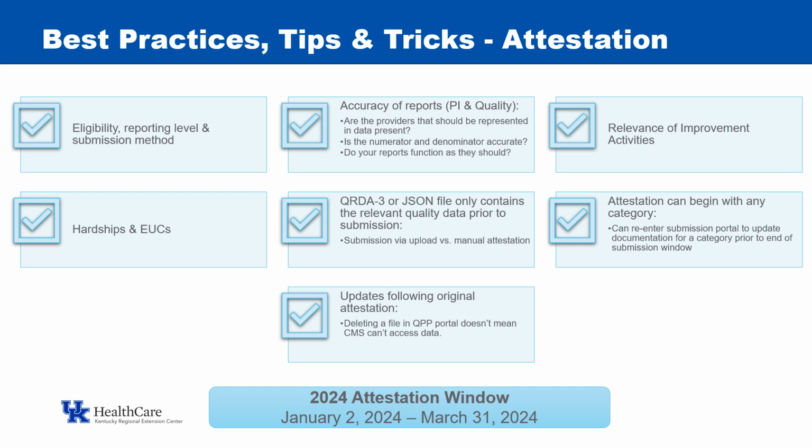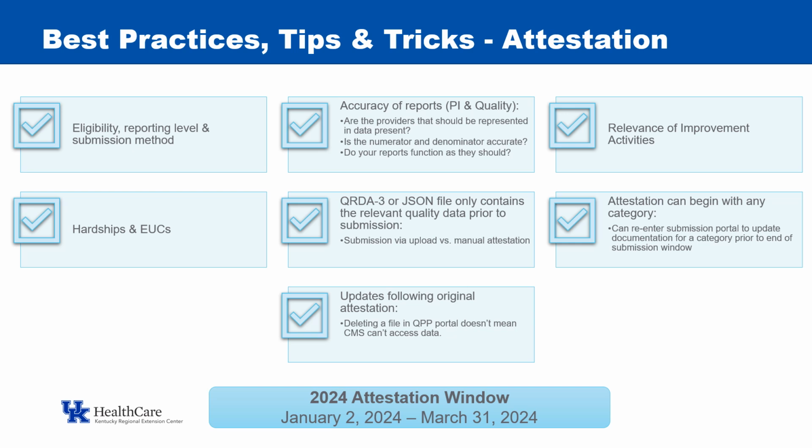Now, just a couple tips and tricks for us to go over around attestation. You are going to want to first take a look at, do you qualify for any hardships or EUCs? EUCs are going to be determined based on any sort of extreme and uncontrollable circumstance. If your EHR loses cert during the year, if you have experienced a natural disaster, there are some potentials to apply for an EUC. Most of us are familiar with the COVID-19 EUC.